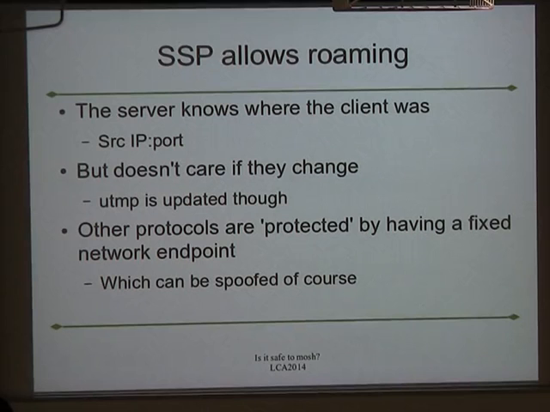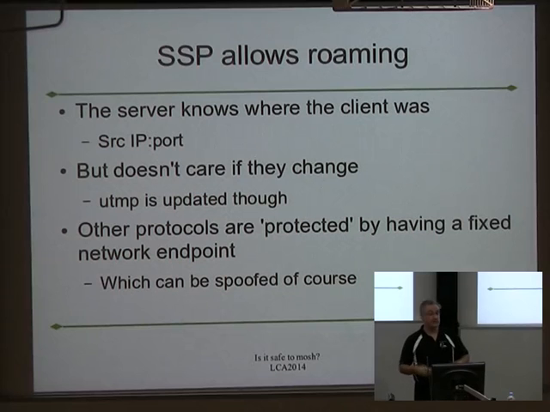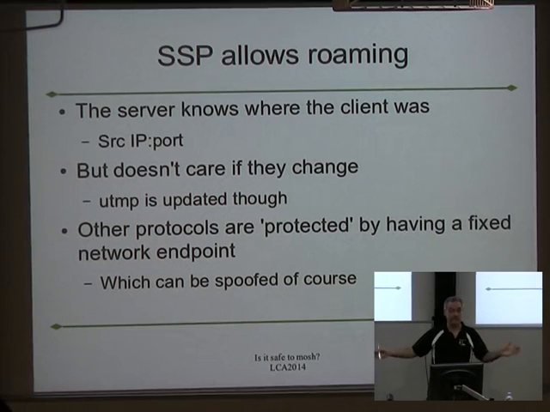SSP is the bit that's allowing roaming. The datagram layer knows what your source IP address is and your source port is, because we've seen that being reported back to the shell, to the utmp, but it doesn't care. Really doesn't care. As long as the sequence number went up and the thing was encrypted with the same key, we're in business.